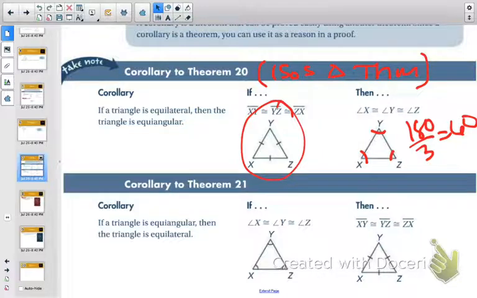Okay, and then the corollary to theorem 21. Theorem 21 was just the converse of the isosceles triangles theorem. It says if a triangle is equiangular, then it is equilateral. So if we know that each of the degrees is 60, because they have to add up to 180, then the triangle is equilateral, so all the sides are the same length. So those are very similar to the isosceles triangles theorem and the converse, because now you're just using 3 sides instead of 2 sides. So all 3 sides are congruent.